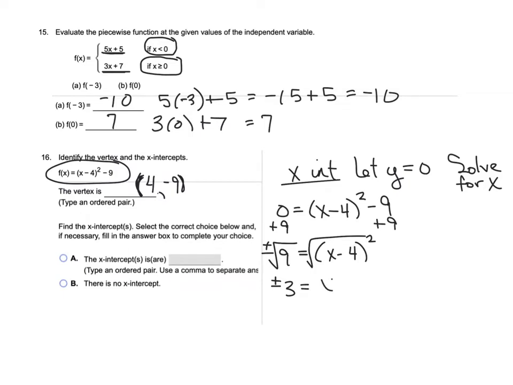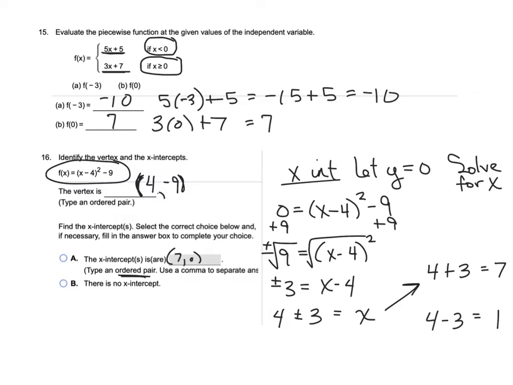And this cancels. You get x minus 4. We're almost there. I'm going to add 4 to the other side. Right? So that would give me 4 plus and minus 3 equals x. So that means we have 4 plus 3 and 4 minus 3. So my x-intercepts are 7 and 1. Now they want you to write it as an ordered pair, so we would write it as 7, 0 and 1, 0. But that's how it works when you have the vertex form.